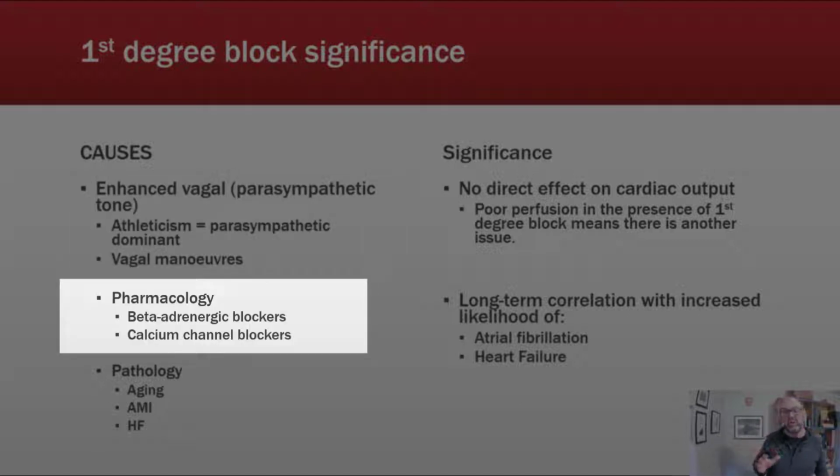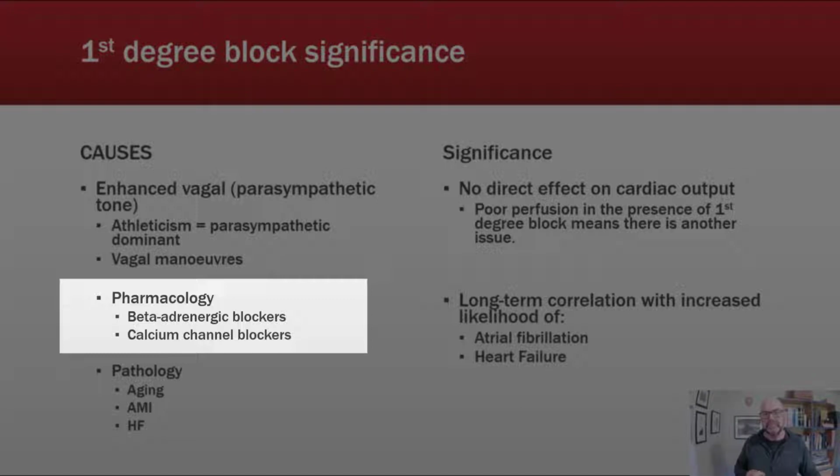Now, another common cause for first degree blocks is pharmacology. In particular, patients that are using beta-adrenergic blocking drugs, say something like metoprolol, for instance, or any of the other beta blockers, the sympathetic nerve endings are going to be blocked, and this allows the parasympathetic system to be dominant. So again, the rate of transmission is going to slow down, and this is going to increase the PR interval.